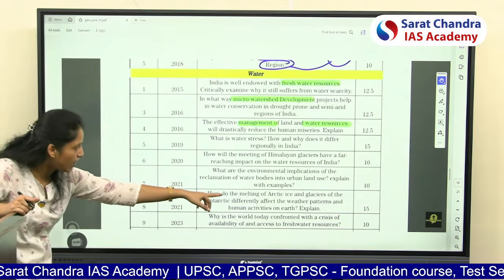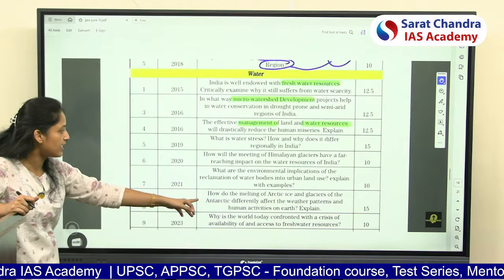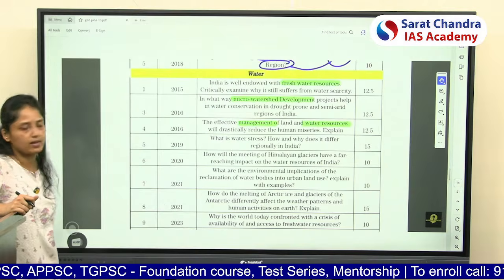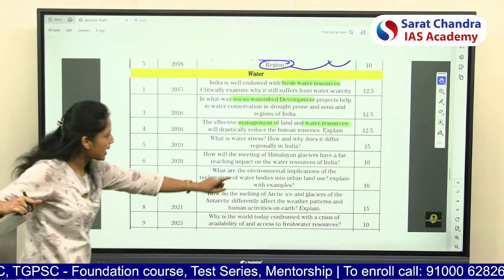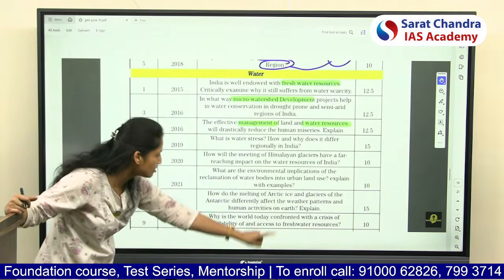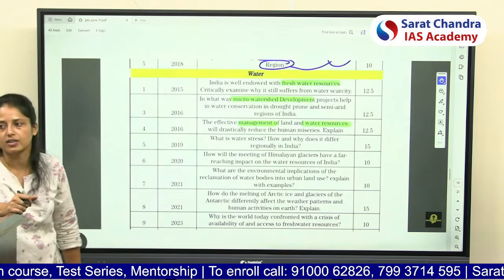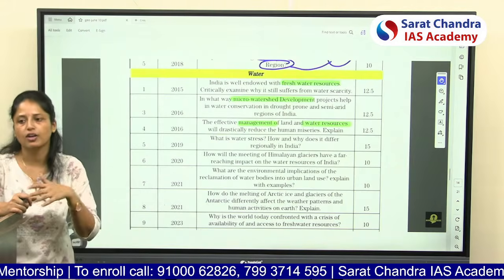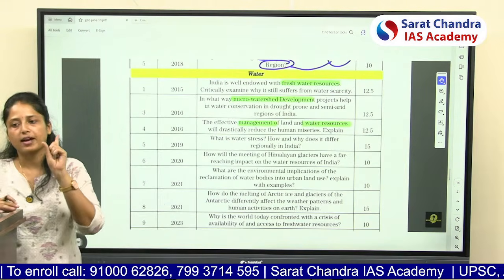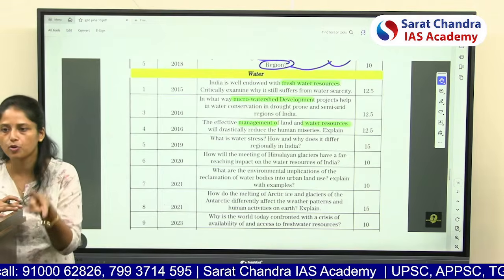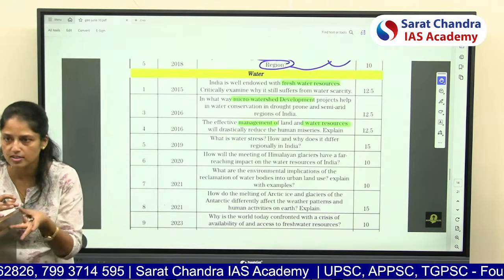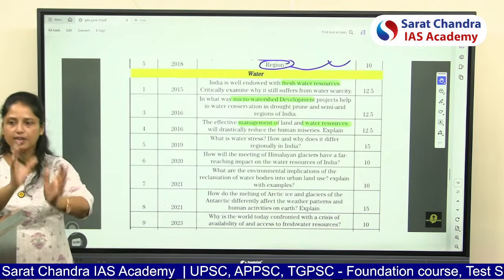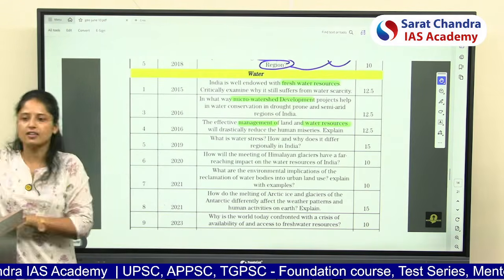How do the melting of Arctic ice and glaciers of Antarctica differently affect the weather patterns and human activities on the earth? Explain. Here it is asking the impact of melting of ice on weather patterns and human activity. Whenever you read about this topic of ice or glaciers, you have to read the impact on climate, the impact on humans, the impact on water resources, and the impact on wildlife, environment, etc. Basically, read one topic and read its impact on all the other topics.